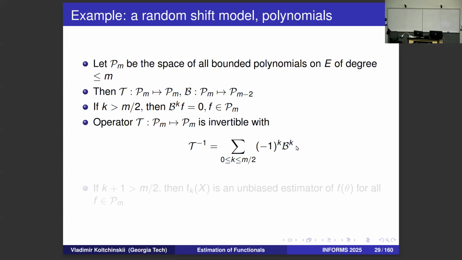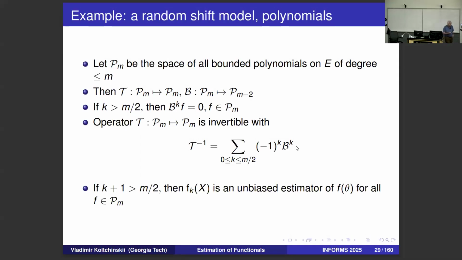It becomes a finite sum, and it automatically gives us the inverse of the operator T, right? So the operator T in this case is invertible, with inverse given by this finite sum. And then it also means that in this case, f_k of x is an unbiased estimator of theta for all polynomials of degree m, if k plus 1 is bigger than m over 2. Okay, that's what is happening here. So this procedure gives us an unbiased estimator in the case of random shift models like this.